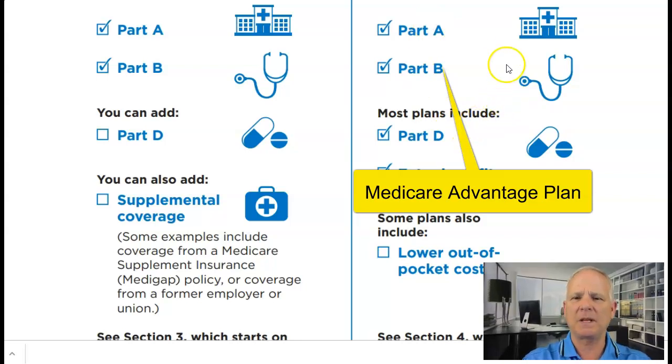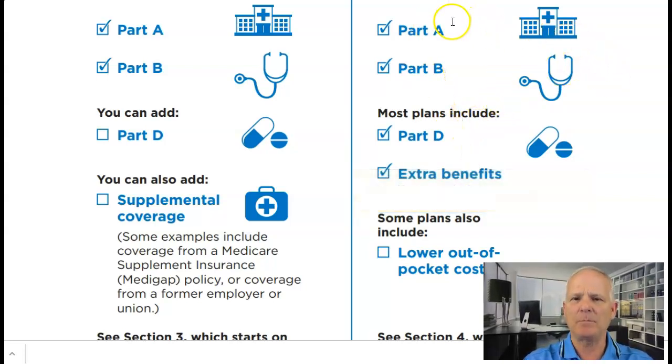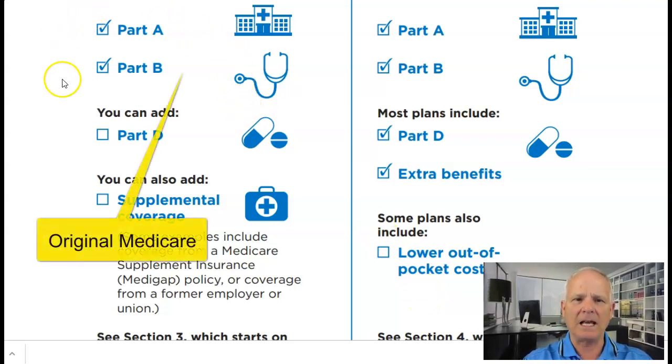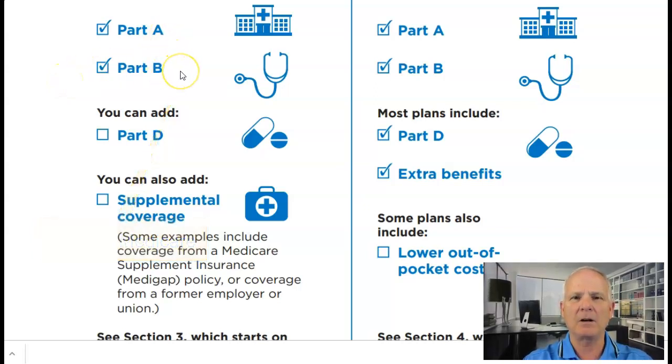The Medicare Advantage plan is a package of the Part A, Part B, Part D, and there's also extra benefits, and it can help lower out-of-pocket expenses. Over here on the left is original Medicare, Part A, Part B. You're going to pay about $144.30 per month for Part B, and Part D, the average cost on Part D is about $33 per month nationwide. Then that can vary depending on the area that you're in. And you can also get some supplemental coverage, which is part of the Medigap plan.